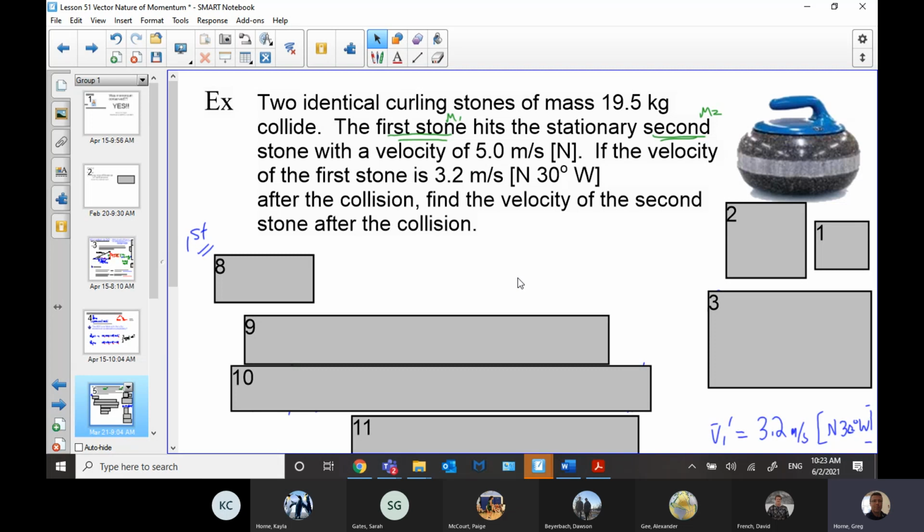The first stone's coming in with 5 meters per second north. So if we're choosing a common direction system of sideways and up, or east and north being positive, then you can say, oh well, that's all vertical. That's the vertical component, right? So we're going to reason this out and carry out all the numbers. So if the velocity of the first stone ends up being this, so it's at an angle, we're going to have to think of the x and y components of that, and determine the velocity of the second stone.